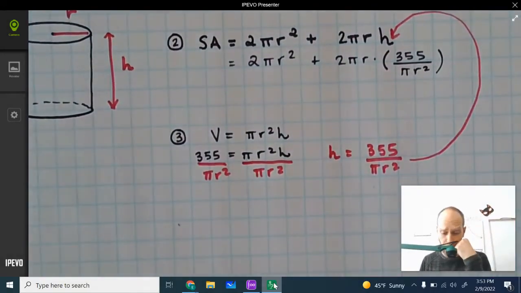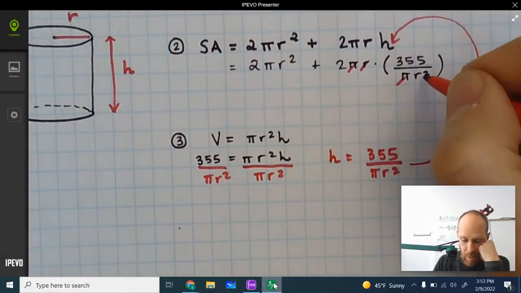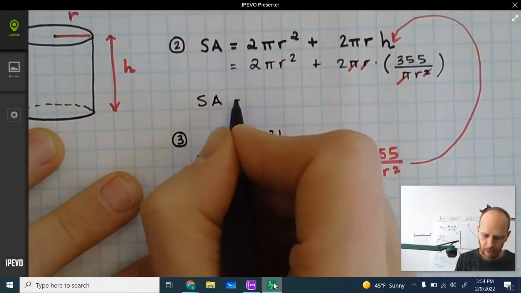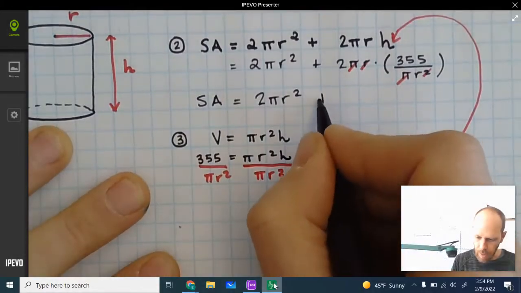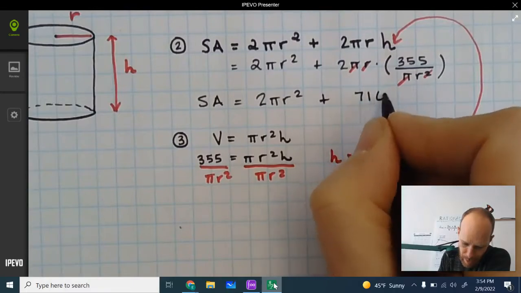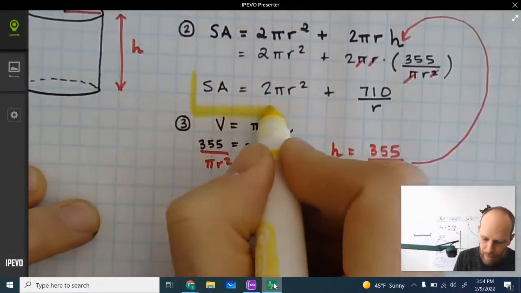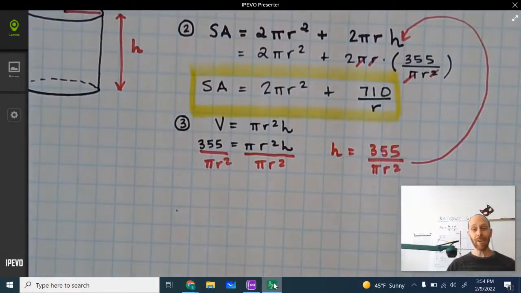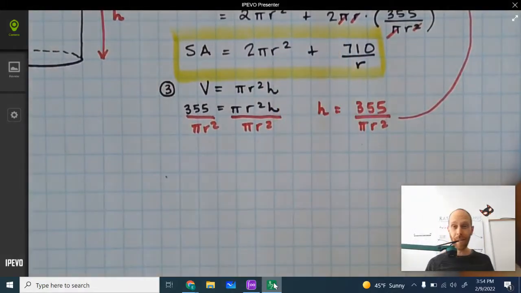We're going to do a little simplifying. This pi and this pi cancel. This radius and this radius cancel. And we get down to the surface area is simply 2 pi r squared plus 2 times 355, which would give us 710 over r. That's the equation we want to minimize. Now you can see why this is related to rational functions. Notice that we have an r in the denominator.